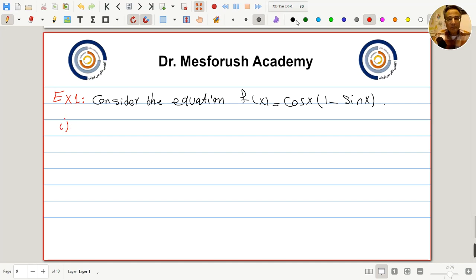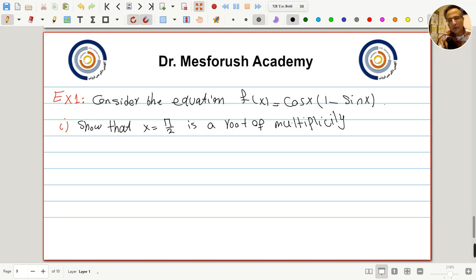Okay, now part 1, show that x equal to pi over 2 is a root of multiplicity 3. Let me solve part by part.